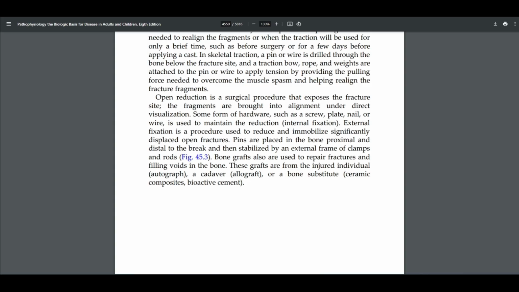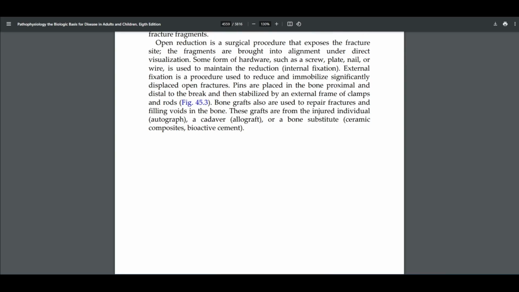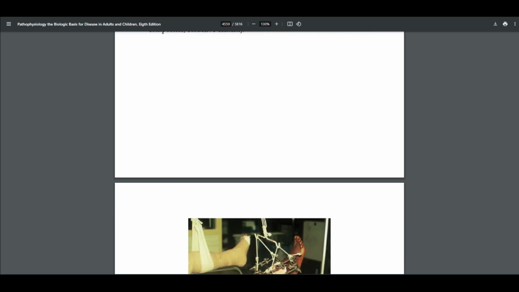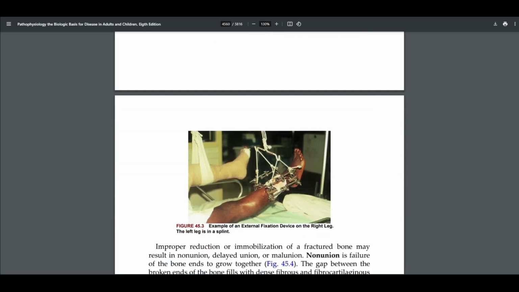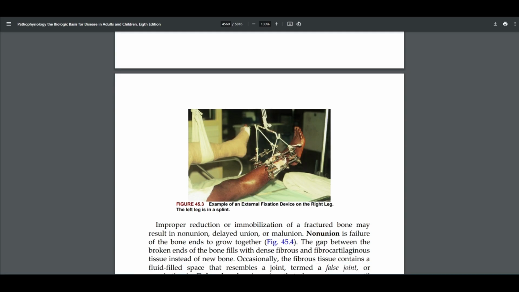Bone grafts also are used to repair fractures and fill voids in the bone. These grafts are from the injured individual, a cadaver, or a bone substitute. So here you're taking a look at an example of an external fixation device on a right leg.